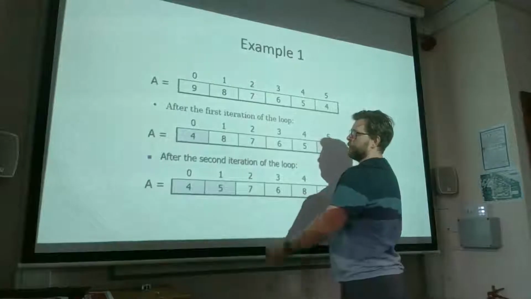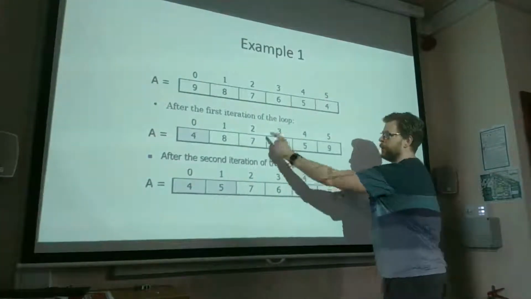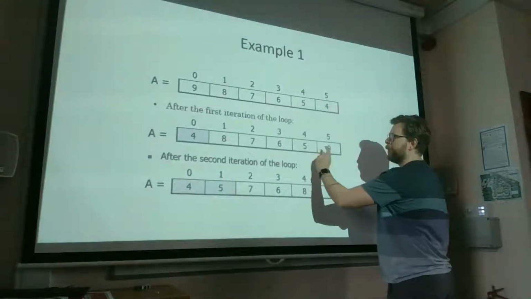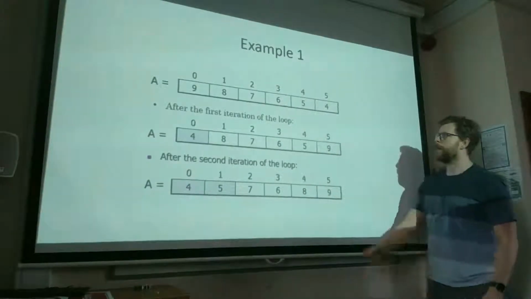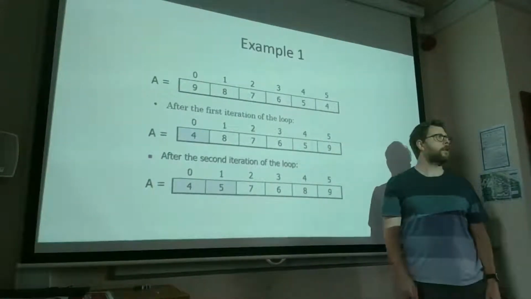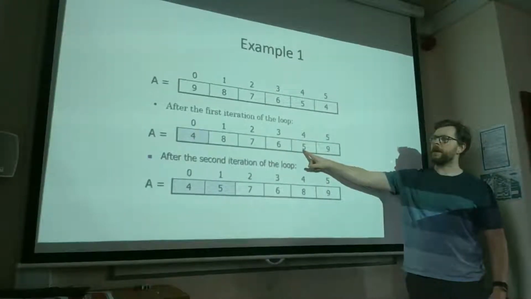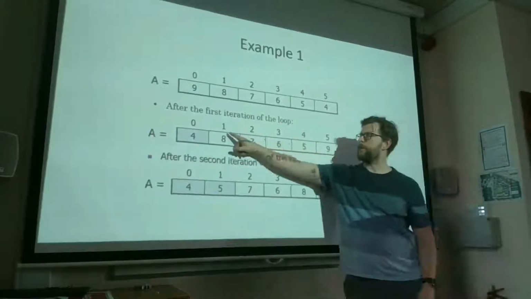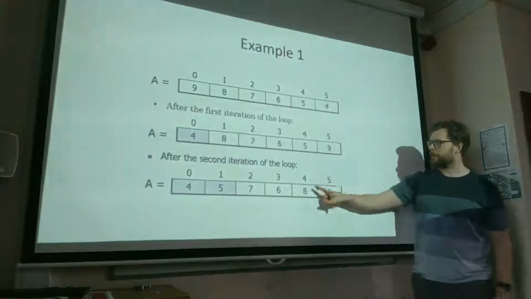8 is the smallest number. Is 7 smaller than 8? Yes, okay, this is the location of the smallest number. Is 6 smaller than 7? It is. Okay, this is the location of the smallest number. Is 5 smaller than 6? It is. Okay, this is the location of the smallest number. Is 9 smaller than 5? No. We have reached the end of the inner loop. This is the location of my smallest number. I'm going to take this value here and swap it with the value here. So 5 will go to position 1 and 8 goes to position 4.